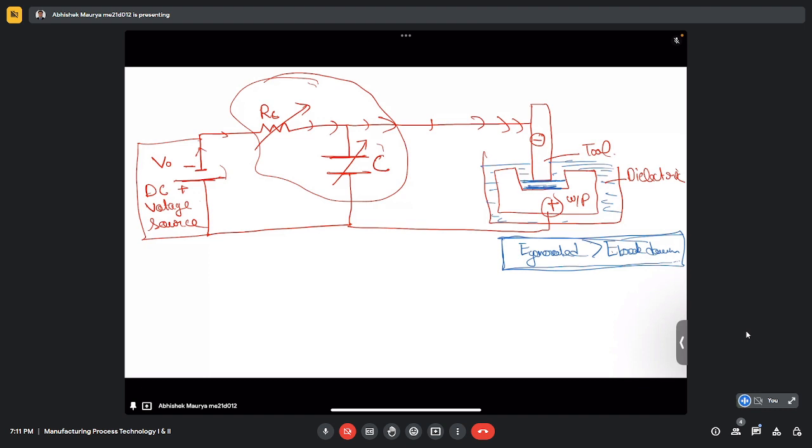So when we connect the battery to this setup, what will happen? First of all, suppose the maximum voltage of this battery is V0. As soon as we connect this battery, the electric field in this region starts forming, and at the same time this capacitor also starts charging.